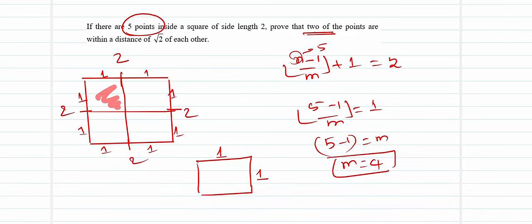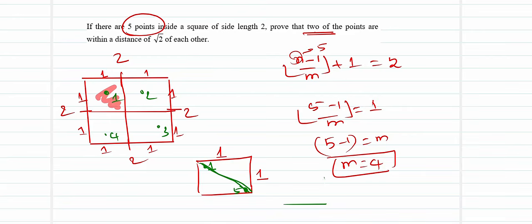Now what happens if I place the points, the first point over here, second point, third point, fourth point? The fifth point has to be placed along with one of the existing ones. So if I place the first point here, what is the maximum distance I can cover? The maximum distance of any square happens along its diagonal. So what will be the distance of the fifth point from the first point?